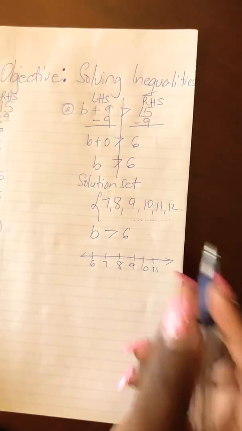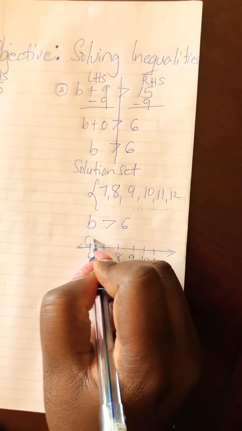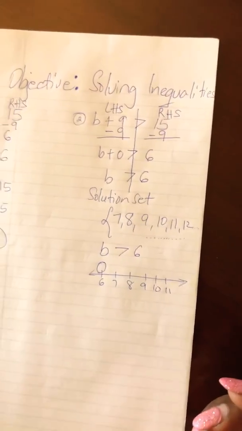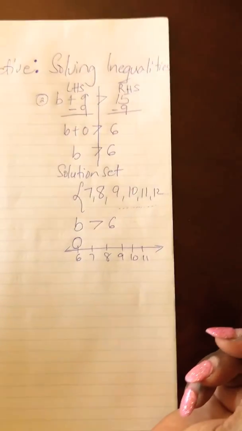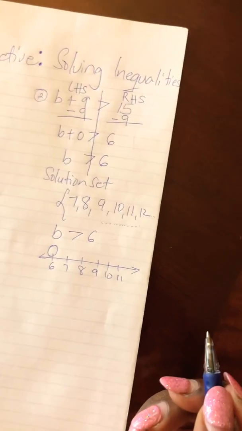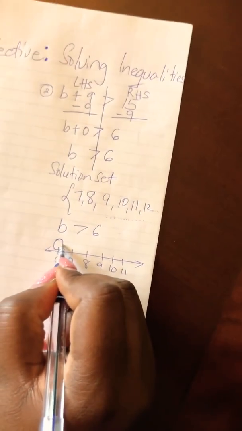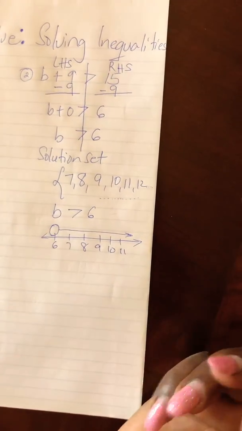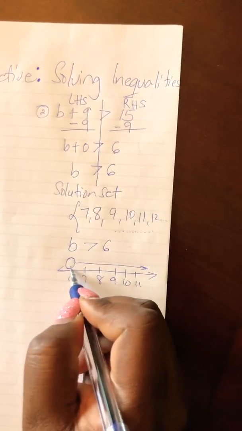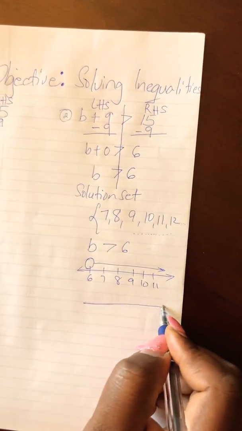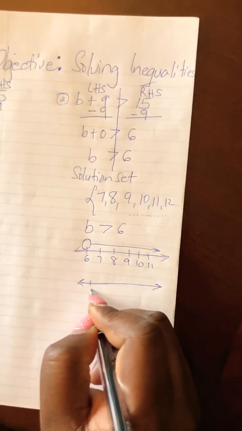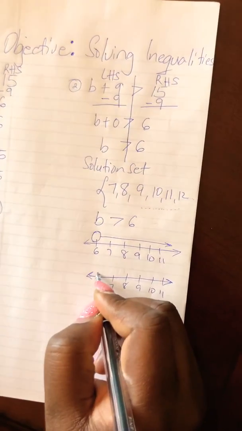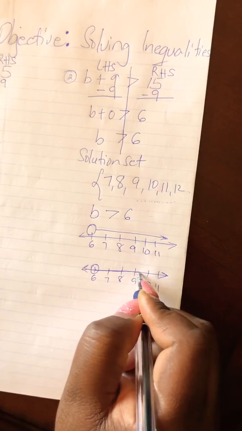Because b is not equal to 6, we're going to have an open circle right at 6. It's open because 6 is not a part of the solution set. I repeat, it's open because 6 is not a part of the solution set. So all these numbers are the solution set. Sometimes you'll see it above the number line, sometimes you will see it exactly on it. I want us to be precise as we do this. So 6, 7, 8, 9, 10, 11. The best place to put it is right here, and it goes on like this.